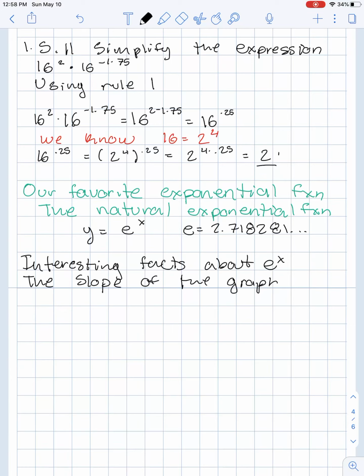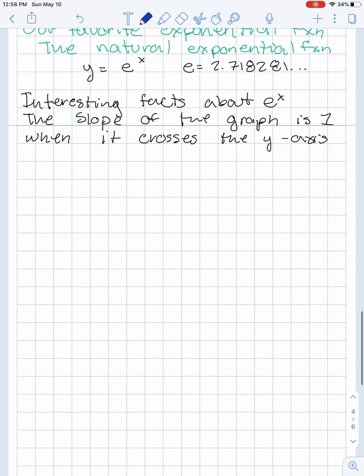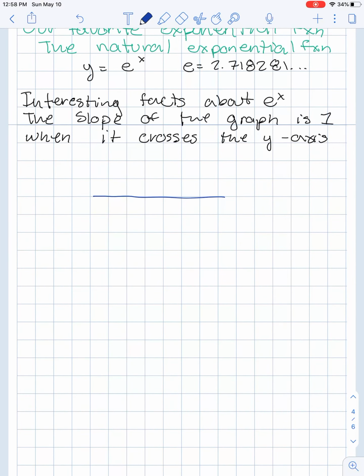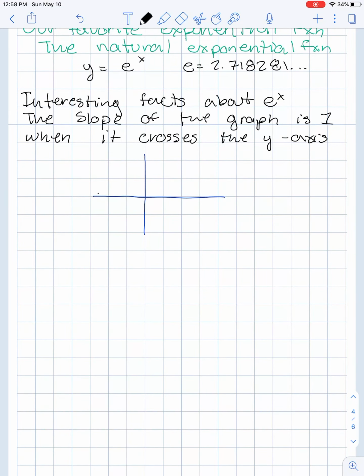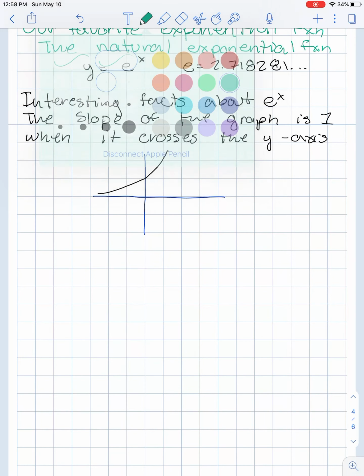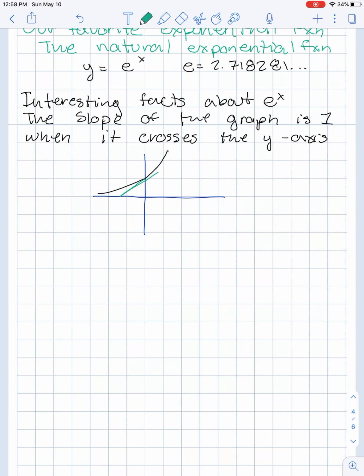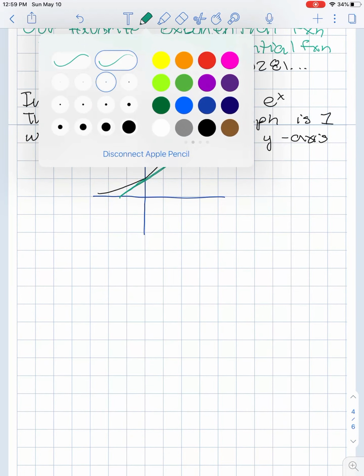Slope of the graph is 1. So what does that look like? We're going to be coming up here and then boom, like that. So this is the y-axis. So right here, act like that's a slope of 1.